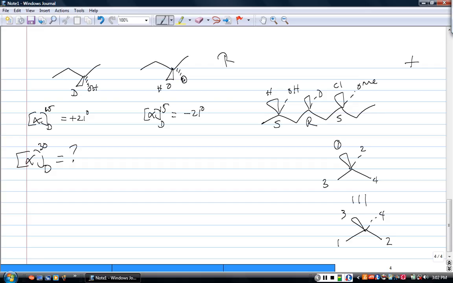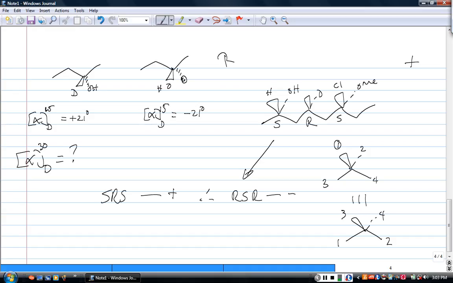Now, what about the SRS? Let's just do this quick analysis. The SRS we know is plus. Therefore, I can say the RSR is going to be minus. These are enantiomers.